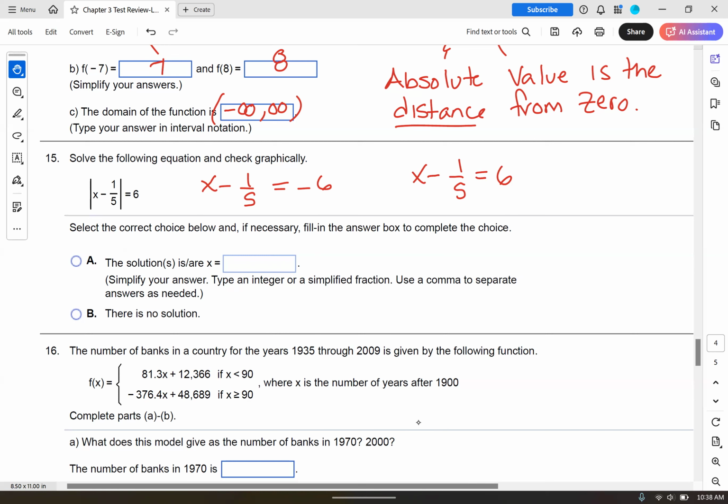Now solve the 2 equations. Add a fifth to both sides. Add a fifth to both sides. So either X is, take your calculator out and tell me what that is. Negative 29/5, I believe.